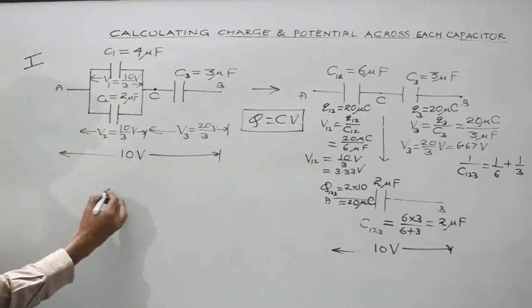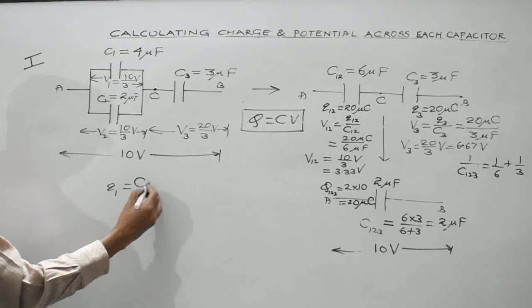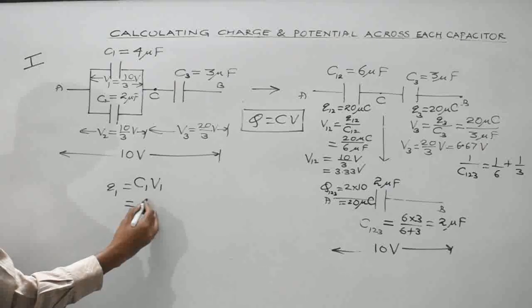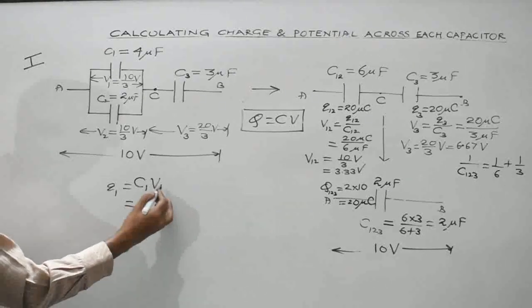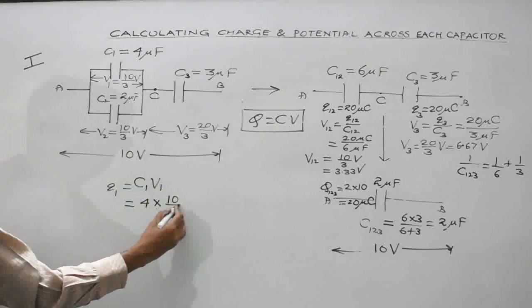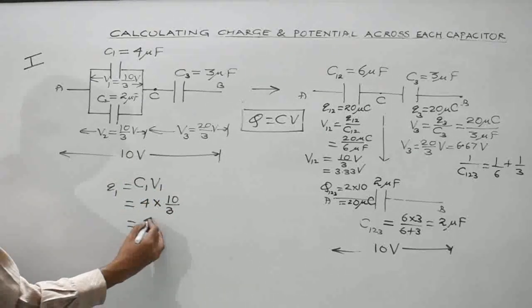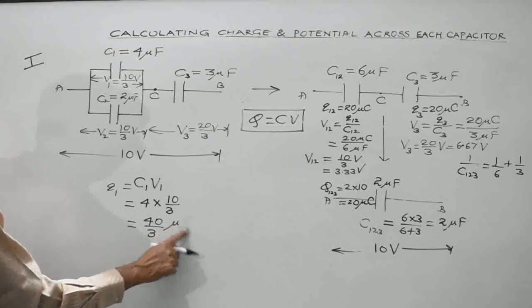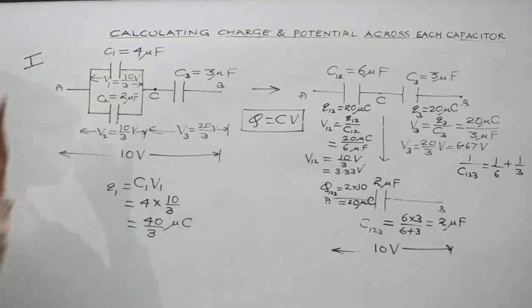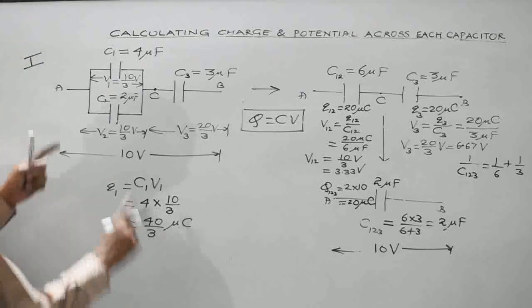So the potential difference across C1 and C2 is the same, each being equal to 10 by 3. Now, in order to find Q1, it will be equal to C1 V1. C1 is 4 microfarad. V1 is 10 by 3. So it will be equal to 40 by 3 microcoulomb. This is the charge across the first capacitor. What about Q2?